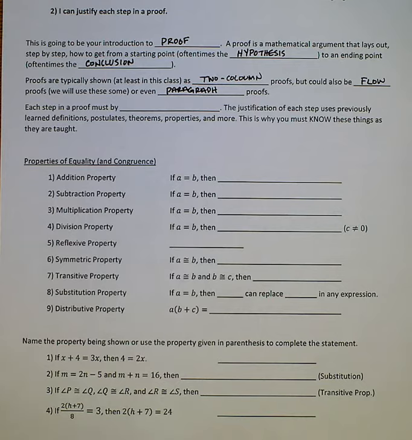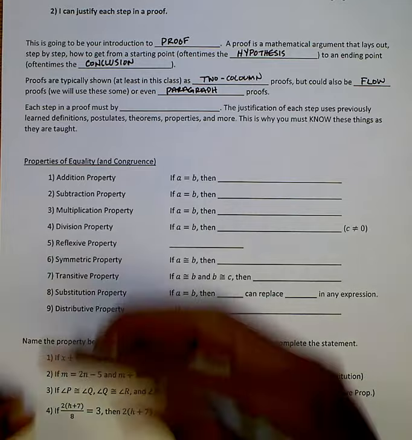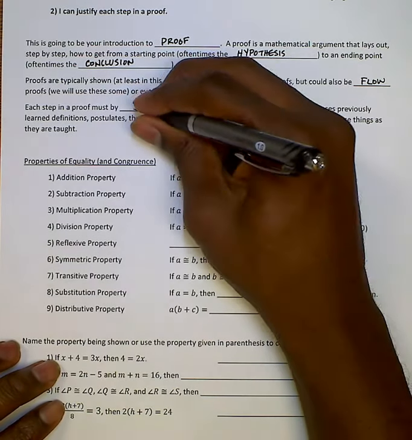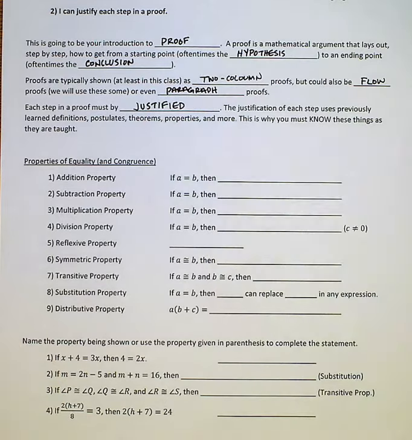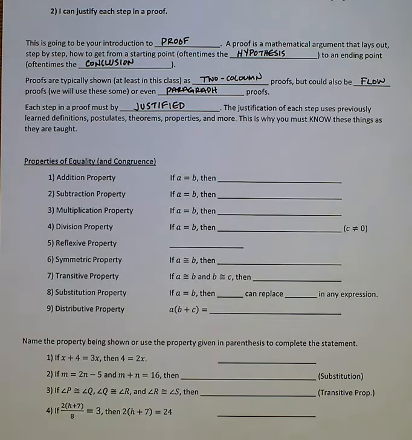Each step in the proof must be justified. The justification of each step uses previously learned definitions, postulates, theorems, properties, and more. This is why you must know these things as they are taught. So we'll go through some of these properties. I'll list them out.